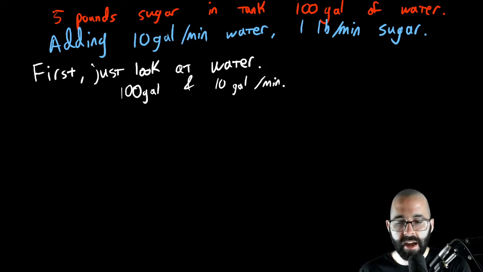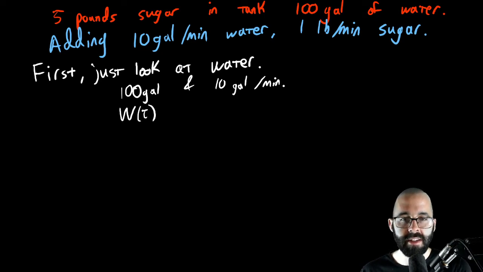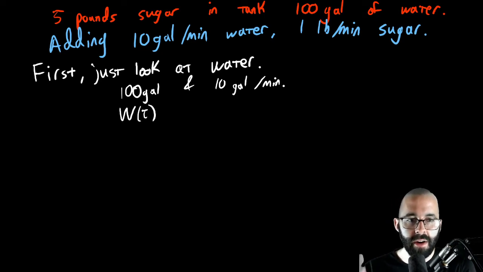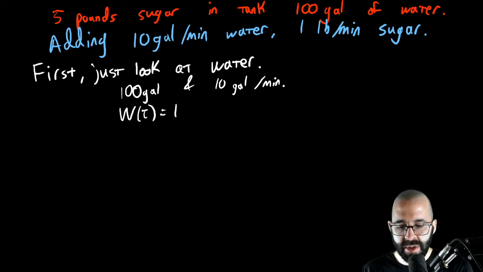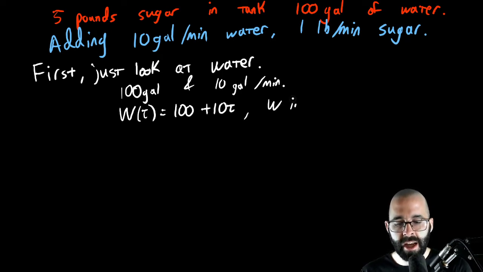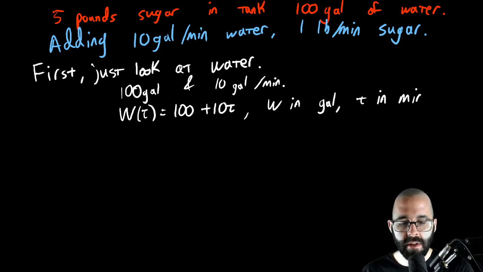Well, that's a line. We can write that, if we wanted, as a function called W. W for water. W for winning. W of t is we started with 100 and we're adding 10 every minute. W in gallons, t in minutes. Now do the same thing for the sugar, okay?